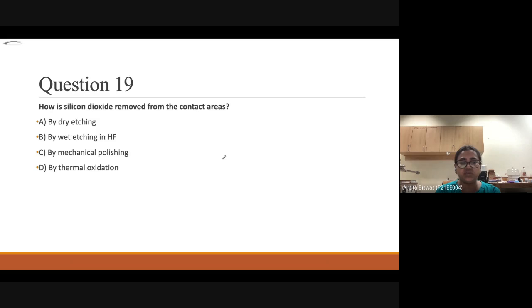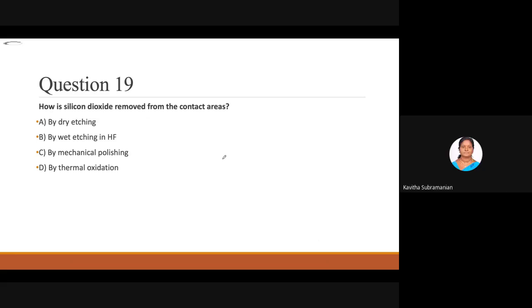Can you please explain the thermal oxidation process? At first, tell me about the thermal oxidation. What is the thermal oxidation process in the furnace?